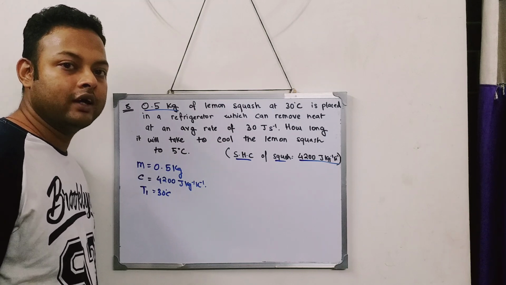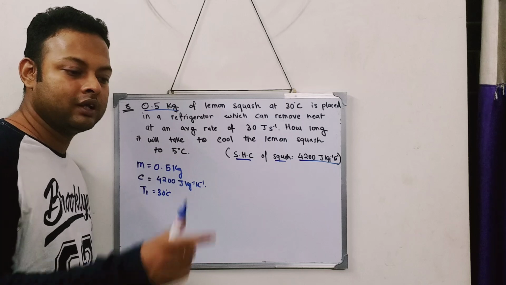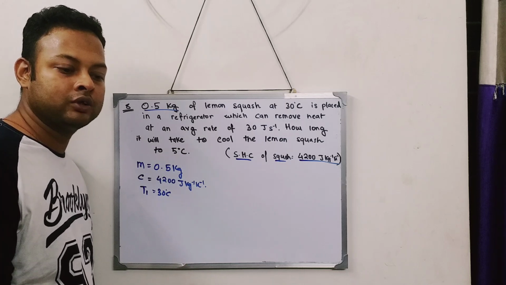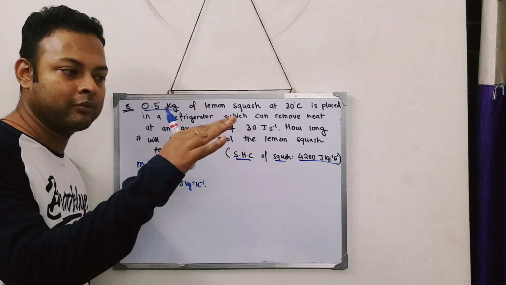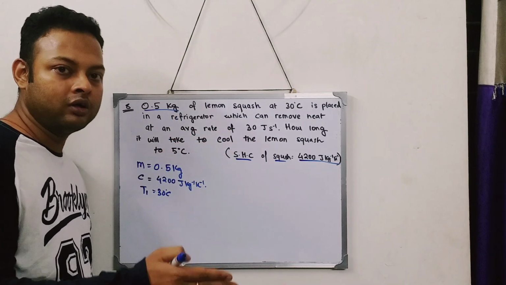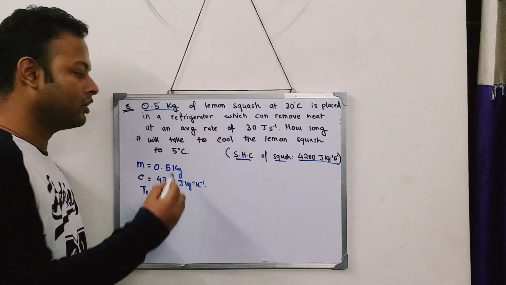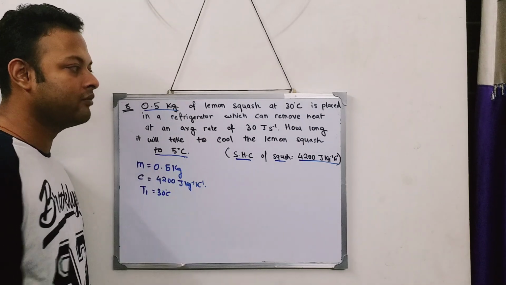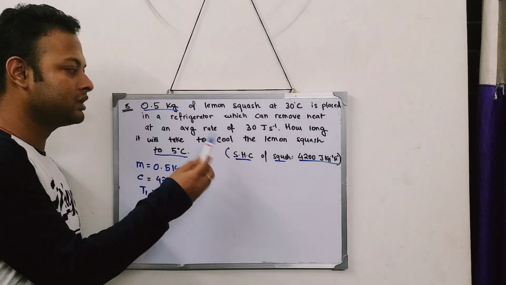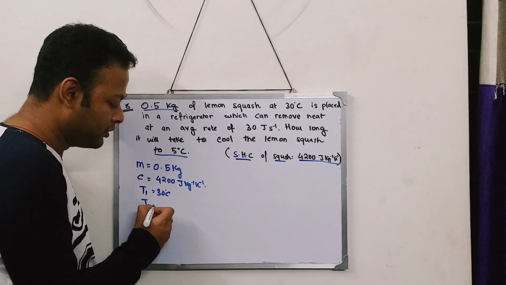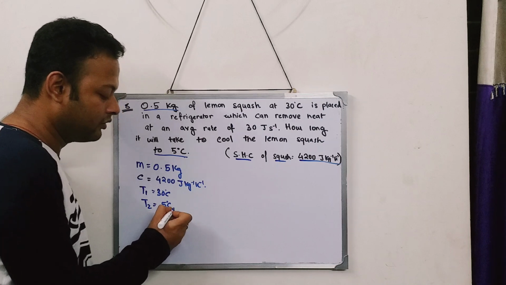The refrigerator will extract heat from the lemon juice. If the heat goes away, the lemon juice will become cold, which means the temperature will decrease. So the final temperature of the lemon juice should be how much? 5 degrees centigrade. So how much time does it take to cool the lemon squash to 5 degrees? The final temperature is 5 degrees centigrade.